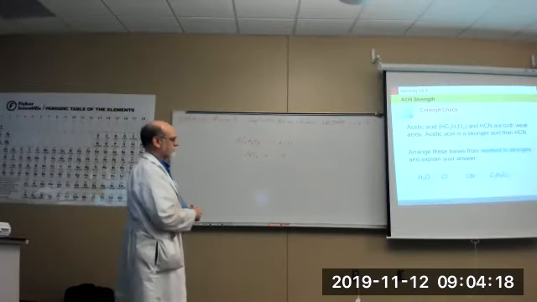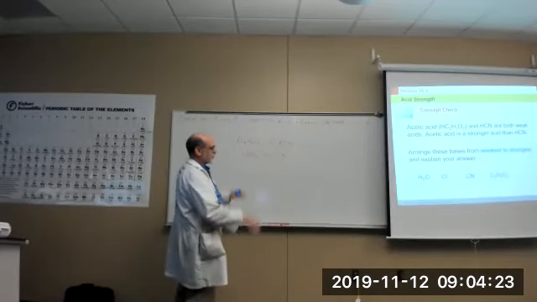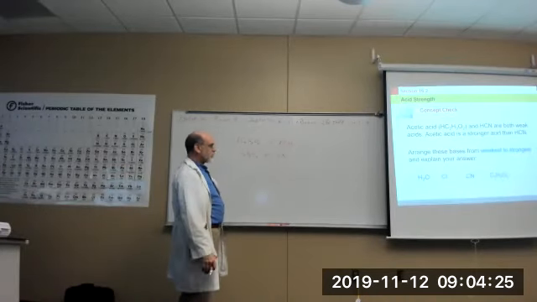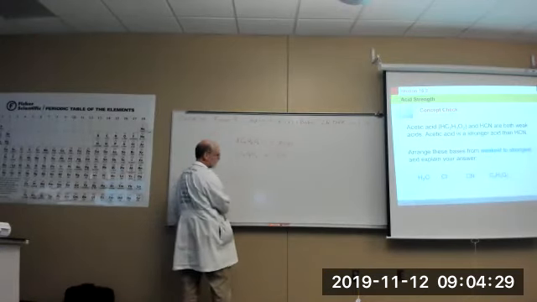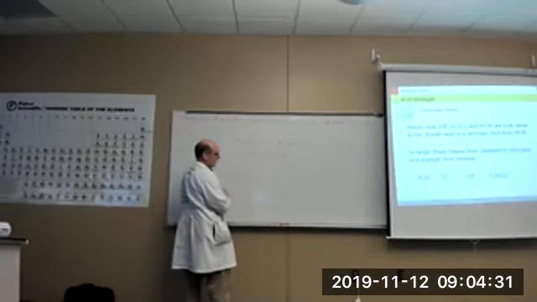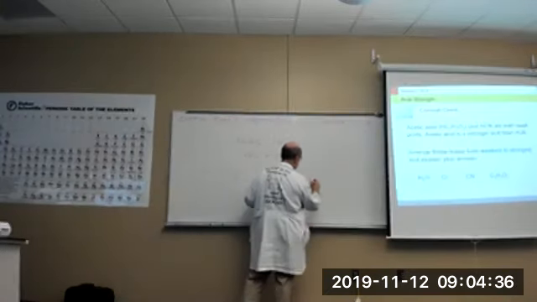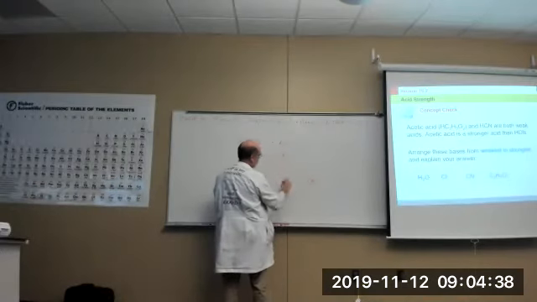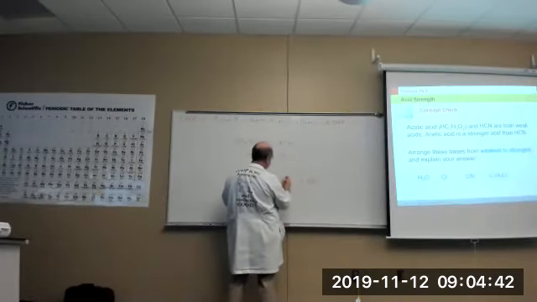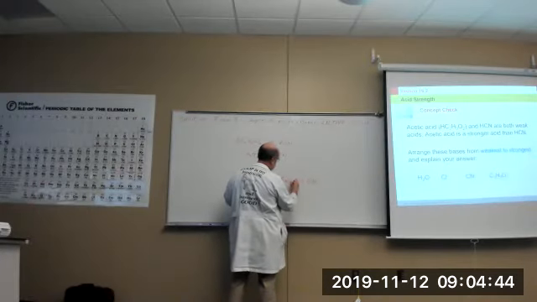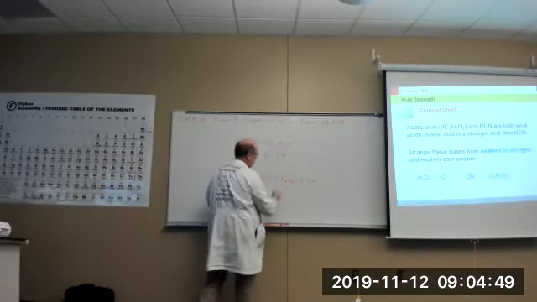Okay? Oh, now they want us to put these in order. All right. So we know that the weakest base is this one because it comes from the strongest acid. And we know that the strongest base is this one because it's stronger than that one. So that's the strongest base. This is the next one. And then water's in the middle.